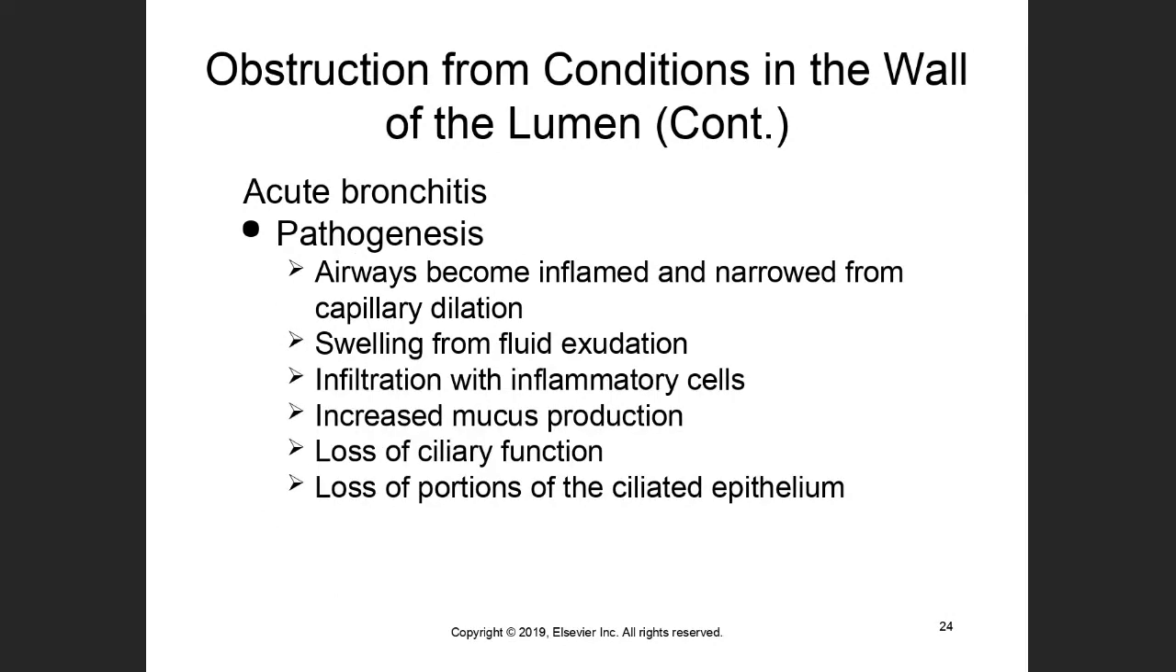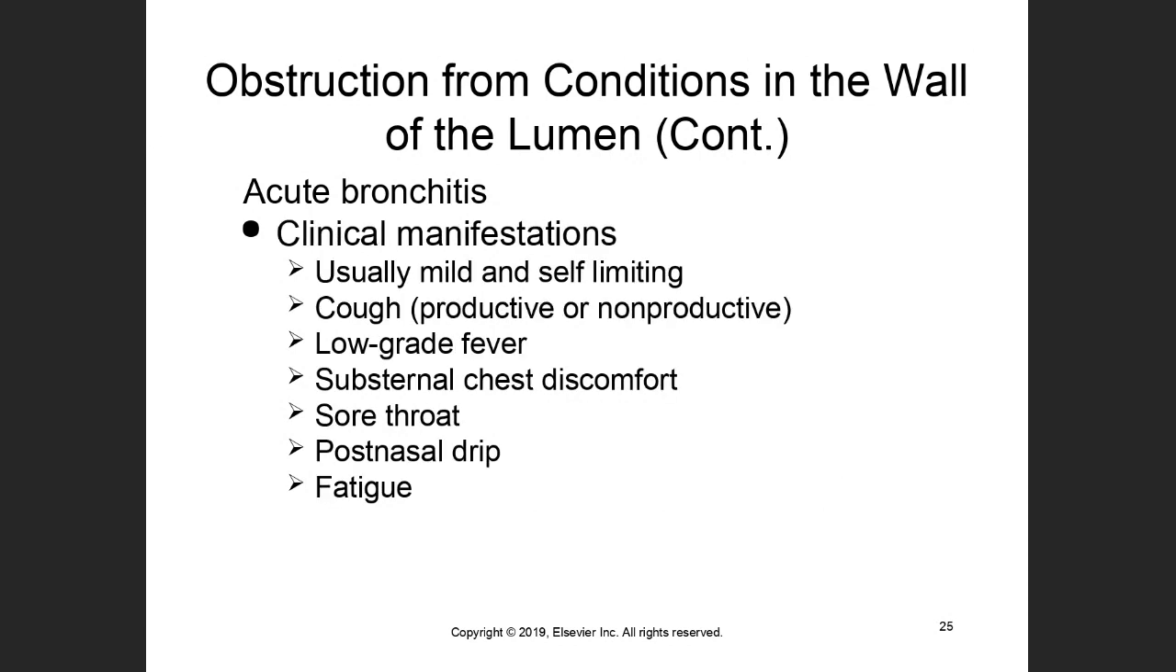Acute bronchitis pathogenesis: the airway becomes inflamed and narrow from capillary dilation, swelling from fluid, inflammation with infiltration of inflammatory cells, increased mucus production, loss of ciliary function. Those are characteristic. Okay. Clinical manifestation is usually mild to self-limited. Okay. Cough could be productive or non-productive, low-grade fever, sore throat, fatigue.